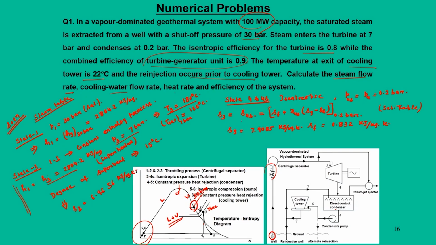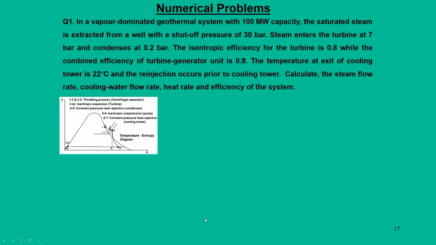So, from these equations we have S3, we have Sf, Sg. This will give you x4s = (S3 − Sf) / (Sg − Sf), and we arrive at this number as 0.866. So, at the point 4s we calculate x4s = 0.866.